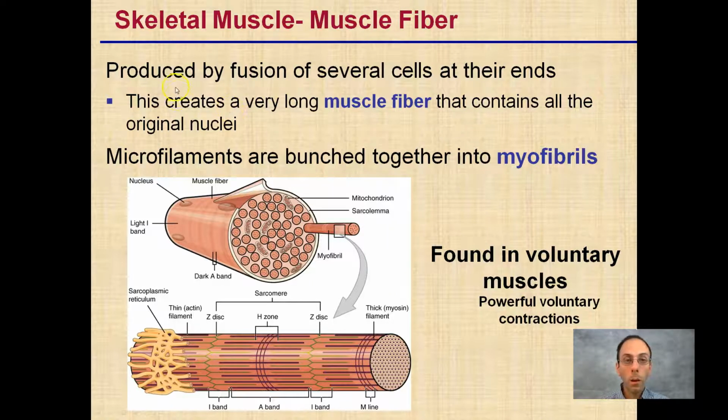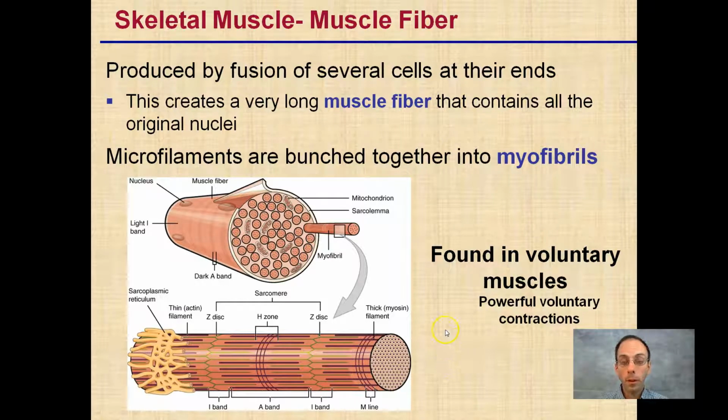Lastly here, our muscle fiber is produced by the fusion of several cells at their ends. This creates a very long muscle fiber that contains all the original nuclei. So keep in mind that we're having this linking of a bunch of these cells together, this multinucleated fiber essentially. These microfilaments are bunched together to create myofilaments, and that's what we're noticing here.